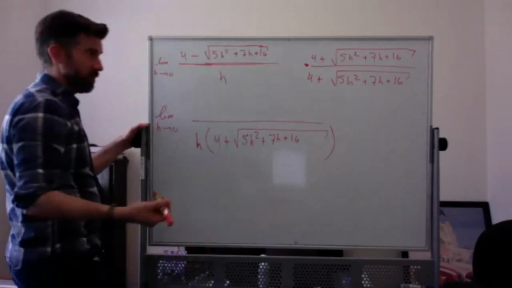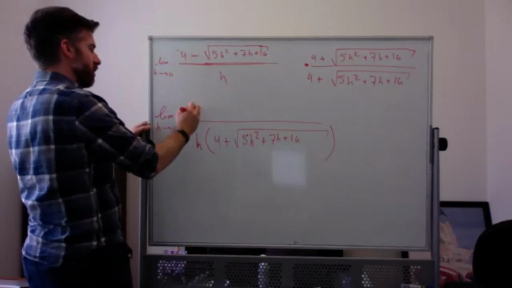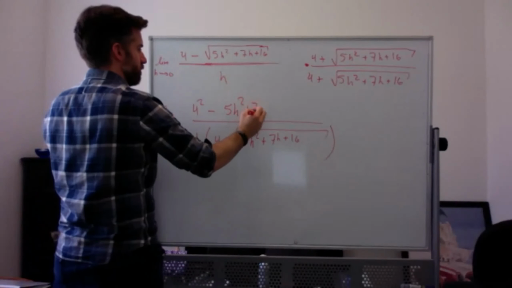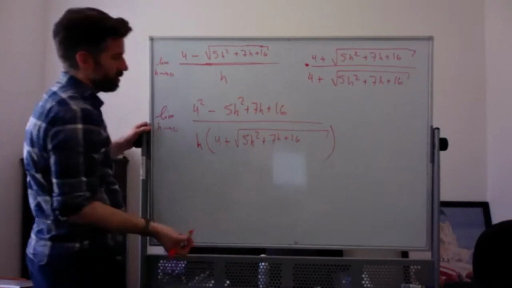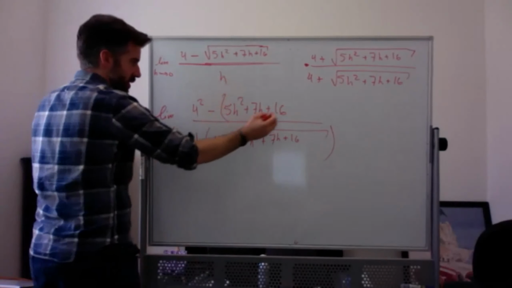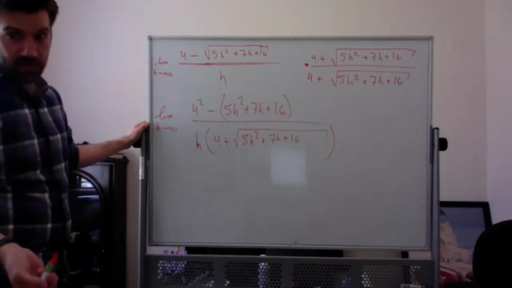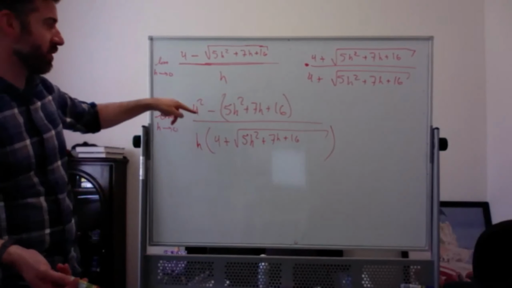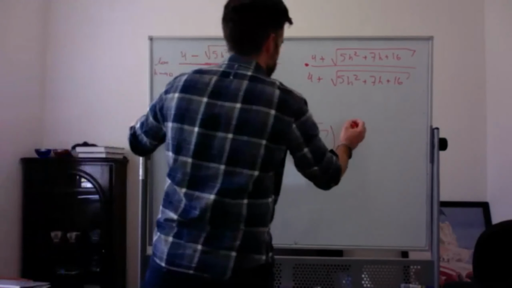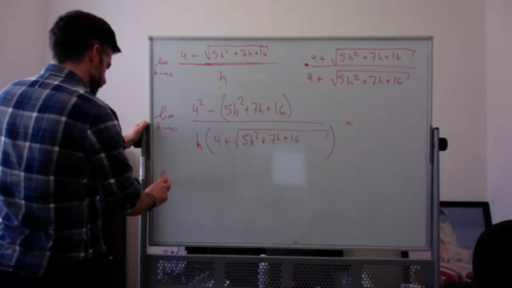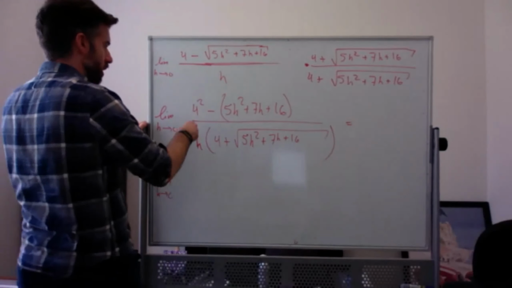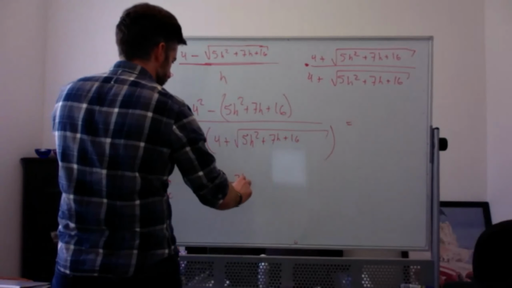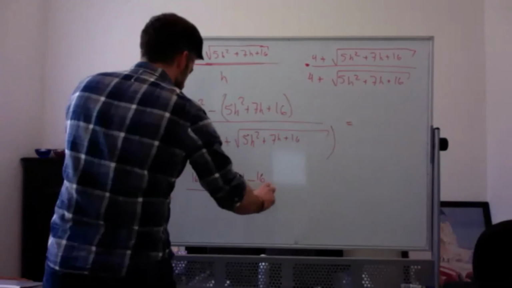On top, we multiply conjugates. So we multiply conjugates to get the first thing squared minus the second thing squared. Now here's the thing, it's minus all of it, so you have to have parentheses around it so you can distribute the minus sign. If you don't get the not-h things to cancel out, it's probably because you forgot to distribute the parentheses here. So it's going to be the limit as h goes to 0 of 16 minus 5h squared minus 7h minus 16 all over the same denominator.